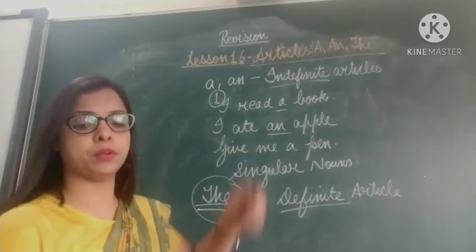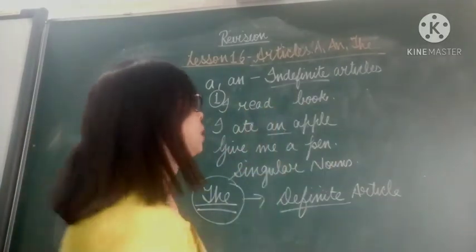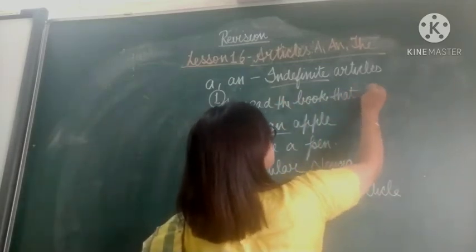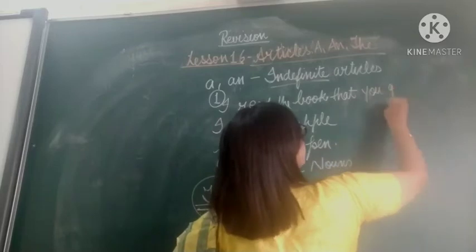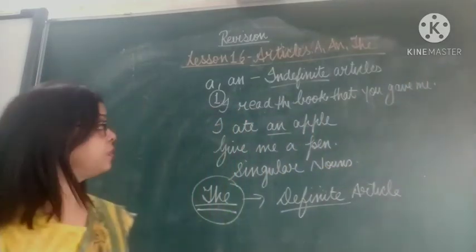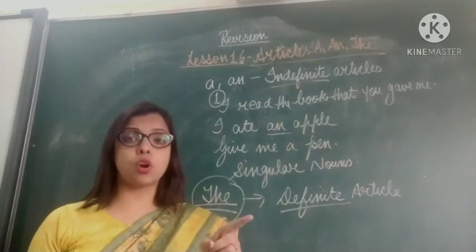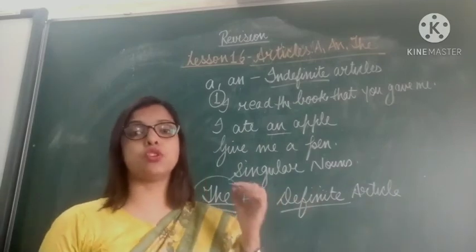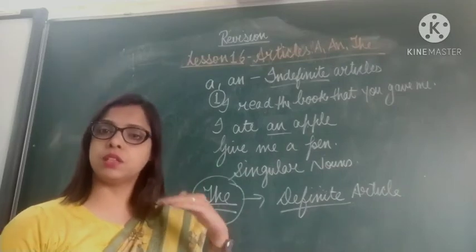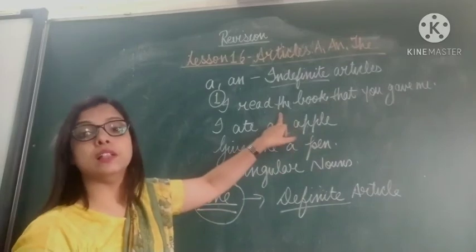Let's see the same example, children. If I write it like this, I read the book that you gave me. Now see, here I have written the book, not a book. Why? Because here I am not talking about any book. I am talking about a particular book that you gave me. Okay. So this book has now become particular, definite. That is why we write the.